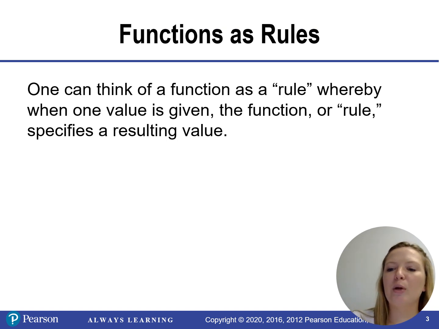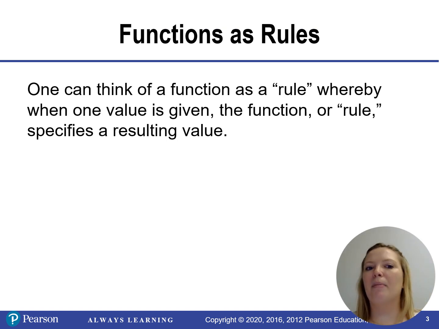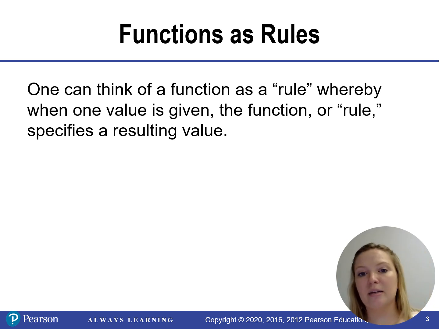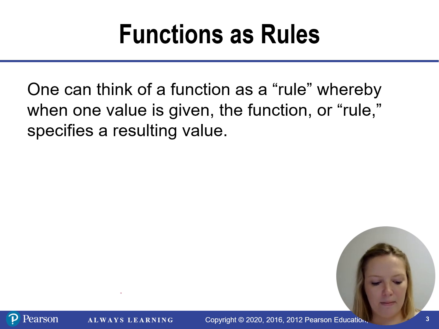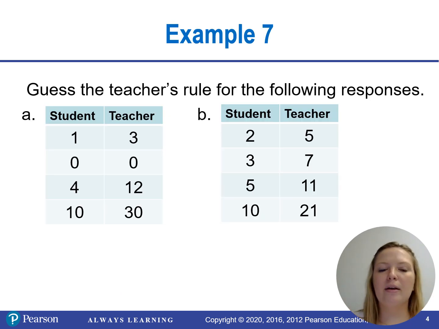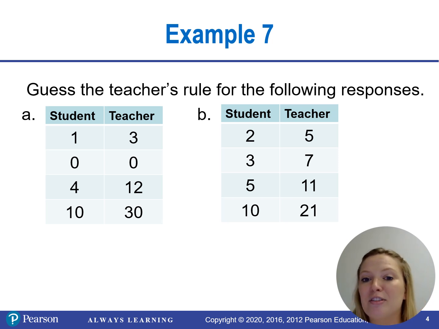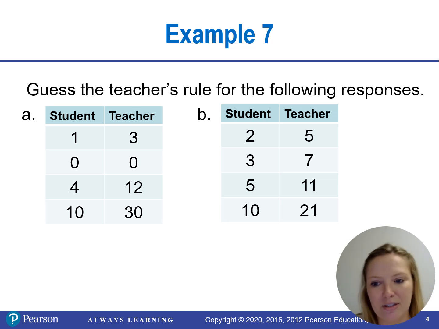All right, so functions, we can think of functions as a rule whereby we're given one value, the function or rule specifies some resulting value. So in these tables, we have a rule. So say, for example, the student gives a teacher a value and the teacher gives us a value back. So in the first case, we have the student says 1, the teacher says 3. The student says 0, the teacher says 0. The student says 4, the teacher says 12. The student says 10, the teacher says 30.